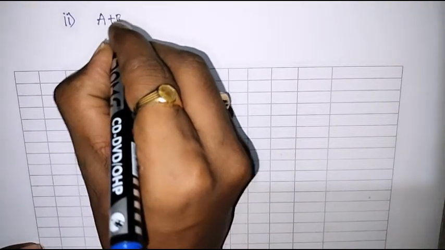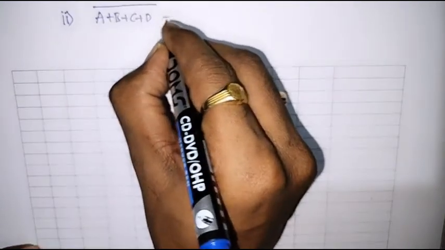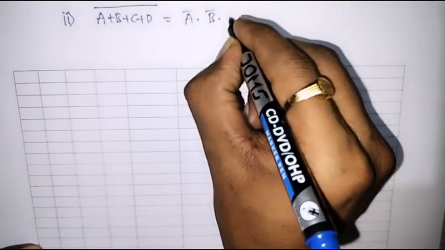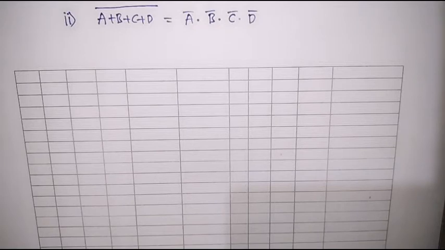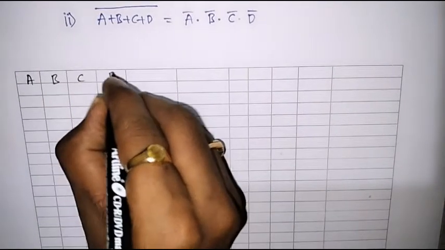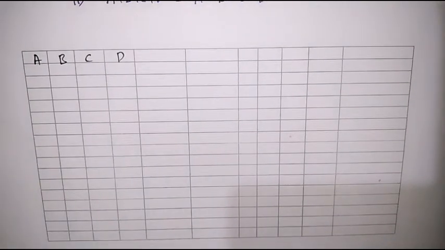De Morgan's second theorem states that (A plus B plus C plus D) whole bar is equal to A bar dot B bar dot C bar dot D bar. The complement of a sum is equal to the product of complements. Let us write all possible inputs first. Let A, B, C, D be the variables. We'll write all possible inputs from 0 to 15.